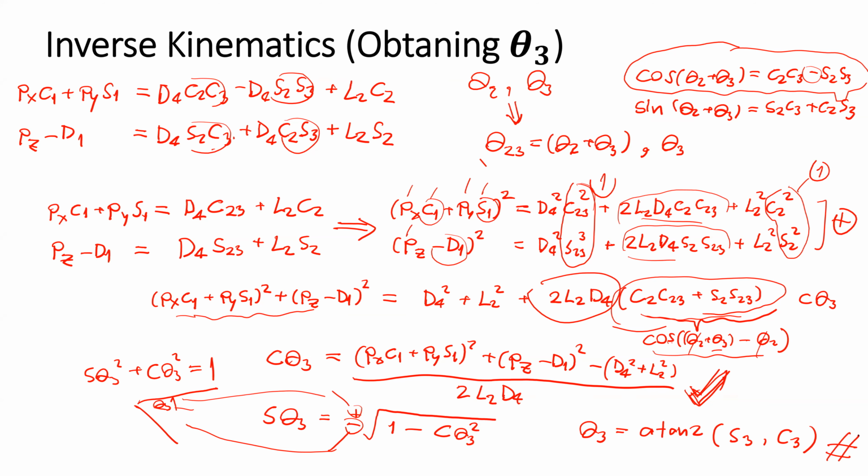It depends. But yeah, after select the case that we want and match with the algorithm of the robot, finally the theta 3 is the arctan 2 of sine theta 3 and cosine theta 3. Now we solve theta 1, solve theta 3. The last angle we need to solve is theta 2. How can we obtain theta 2 for the inverse kinematics?